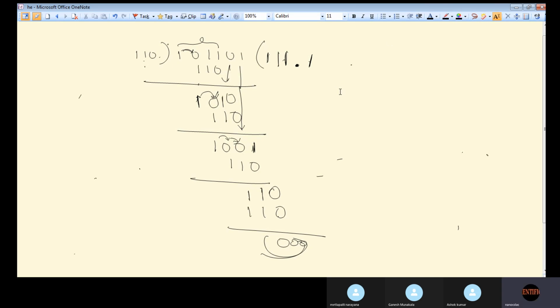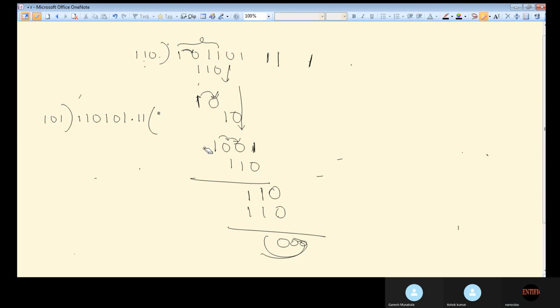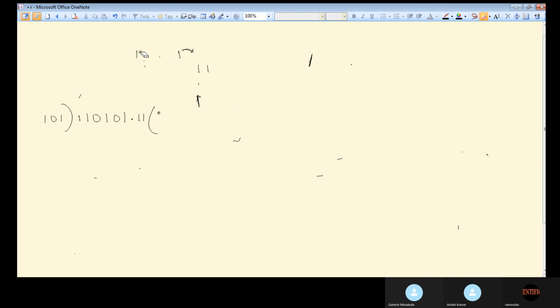Did you get it? If you understand, I will give one more. So perform the division of 101 with 110.11. What is the result you are getting? Tell me the result.